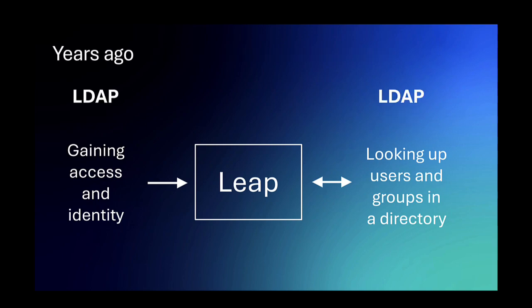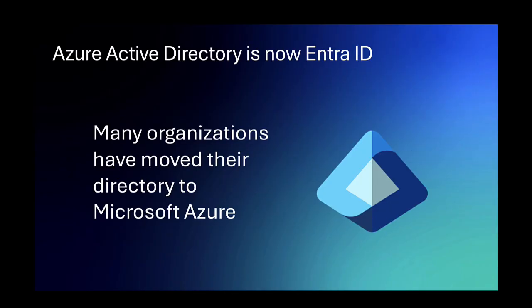Years ago, when software was installed primarily on-prem, everything was done through LDAP. More recently, as organizations have moved to IDPs and their directories to the cloud, we see OIDC as a way to do single sign-on. It gets you in the door, but LDAP has been the way to do directory lookups in Leap. Many organizations have moved their directory to Microsoft.